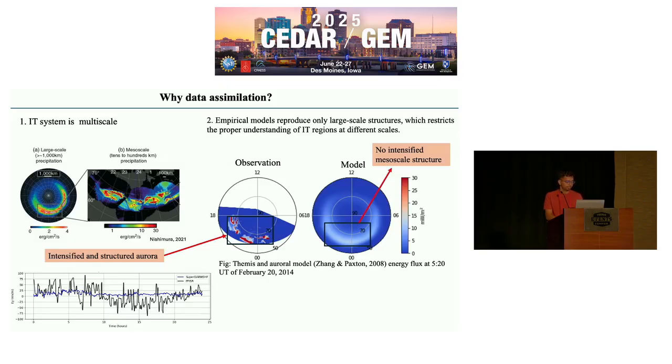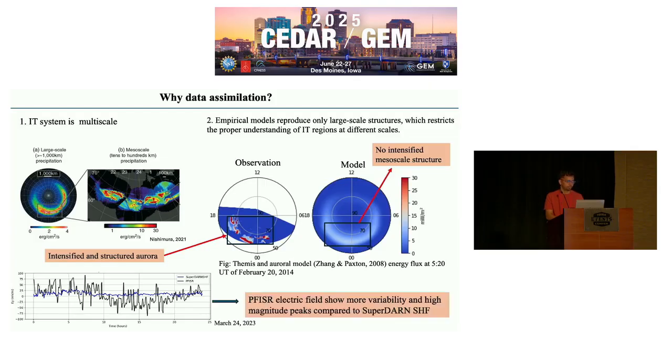And here is an example of the observation of electric field. The blue is from the model, and the red is the Poker Flat observation. We see that the observed electric field shows more variability and higher peaks compared to the model. So we aim to include these real data to drive the model and see the response.